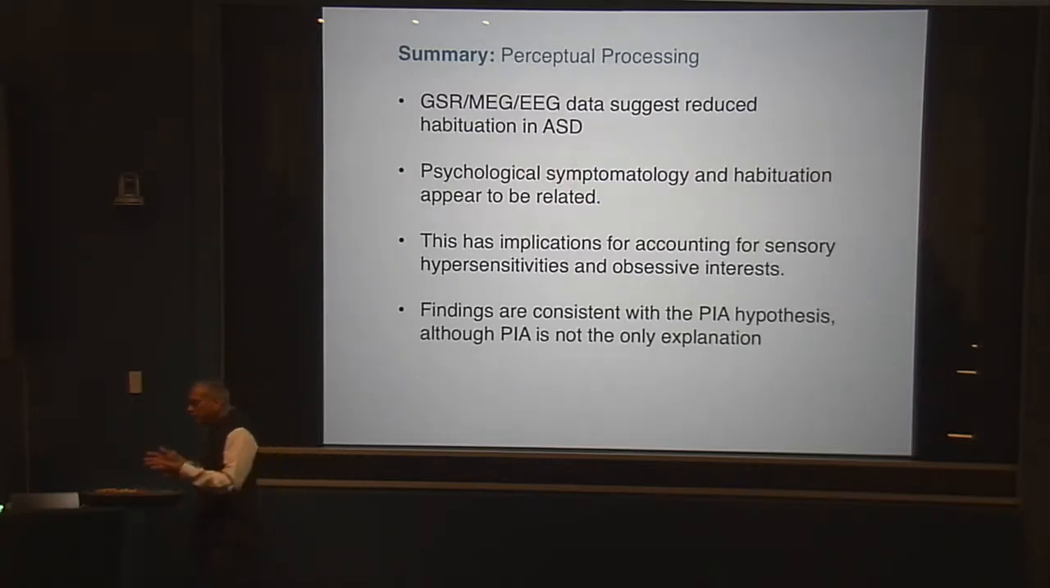But on the flip side, if the sequences that you're observing actually have positive valence, so you like those, and you're not habituating to them, then your interest in those sequences is going to be sustained for longer than it would be sustained for a neurotypical individual. So that might account for the obsessive interest. And the findings, more broadly, are consistent with the PIA hypothesis, although I want to add, PIA is not the only explanation.